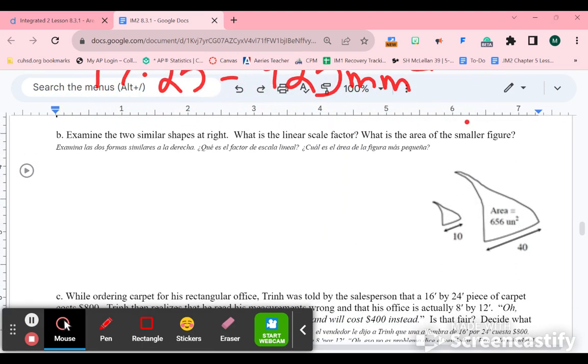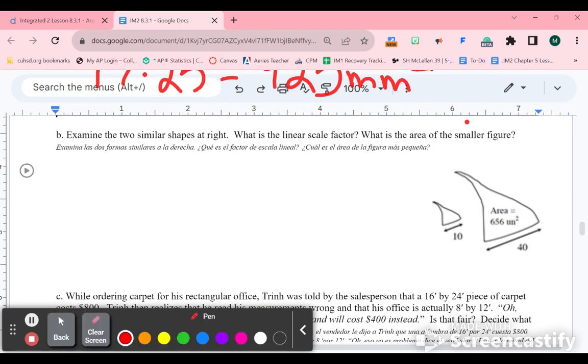Examine these two similar shapes. Now this particular problem is on your test. What is the linear scale factor? Well, I'm going to say I'm multiplying by 4. This is a little bit ambiguous though, because it doesn't tell you which is the image and which is the original, so you sort of have to make a choice. If you wanted, you could call this 1/4. It would just mean you were considering your original to be the bigger one.